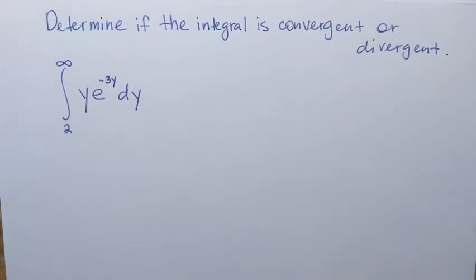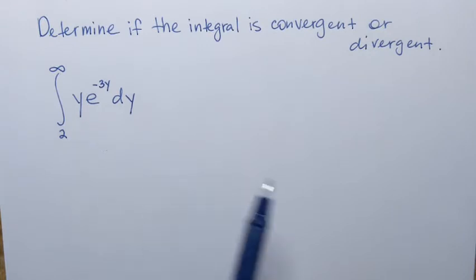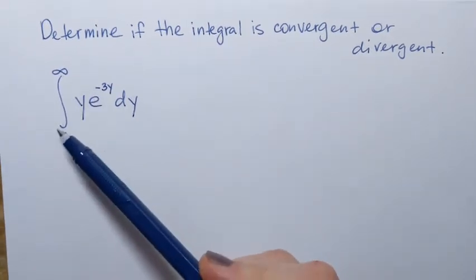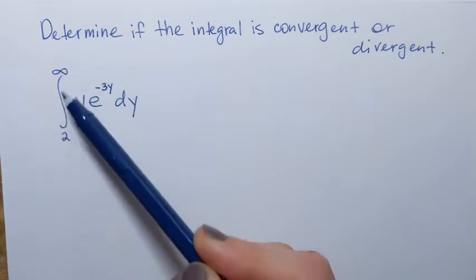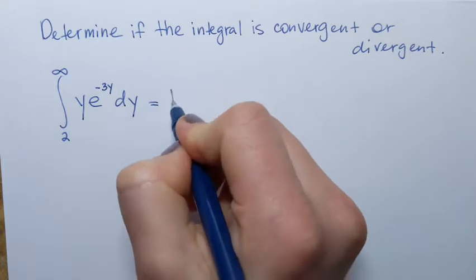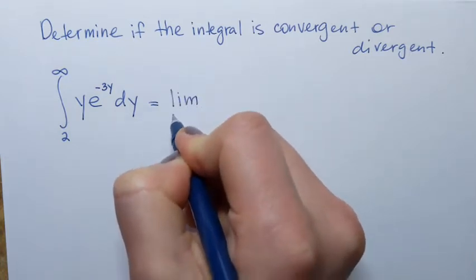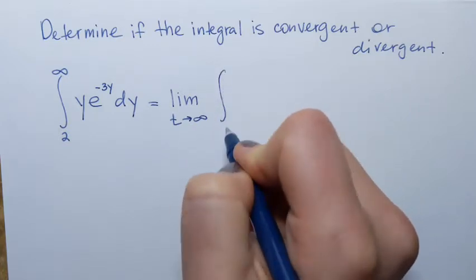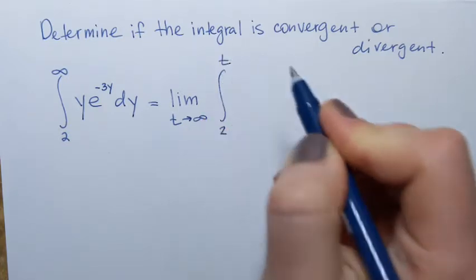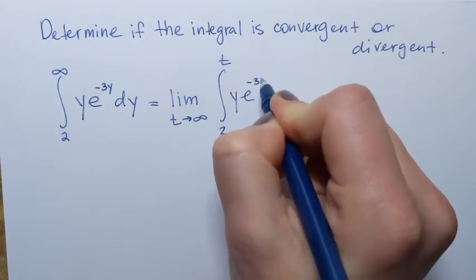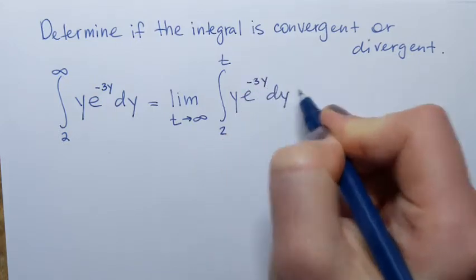In this example, we need to determine if the following integral is convergent or divergent. This is an improper integral because of the infinite interval that it's defined on. So we have to rewrite it this way. We have to take the limit as t goes to infinity of the integral from 0 to t of y e to the power negative 3y dy.